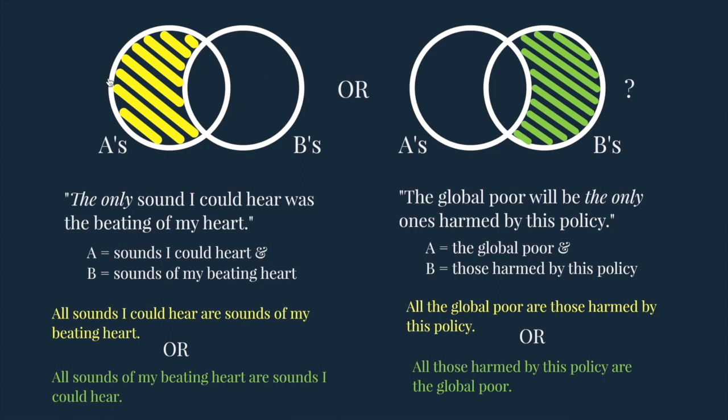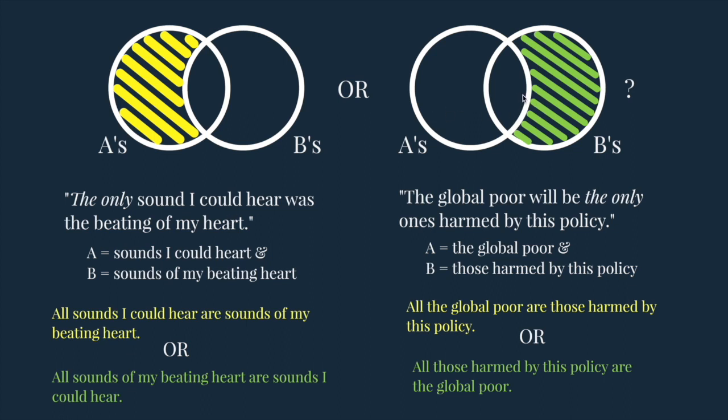Well, A is the set of all the sounds that I could hear. Is there anything that I hear that isn't in the set of the sounds of my beating heart? No. So this does seem like the only things that are in the circle of sounds that I can hear are things that are also in the circle of the sounds of my beating heart. So yeah, the only sounds that I can hear are the sounds of my beating heart. This looks like a promising translation here. This option, all the sounds that I hear are the sounds of my beating heart, seems promising. Let's double check and make sure that the other option, the backwards option, does not work.